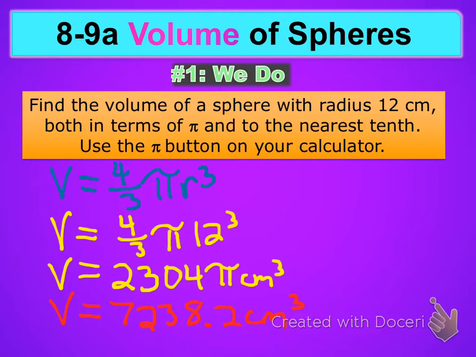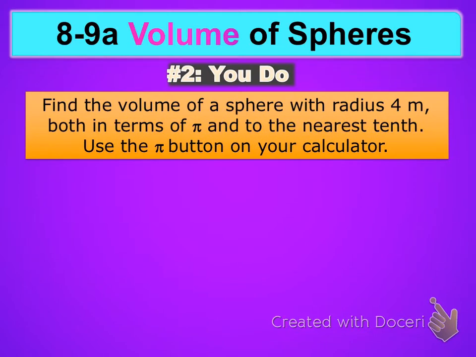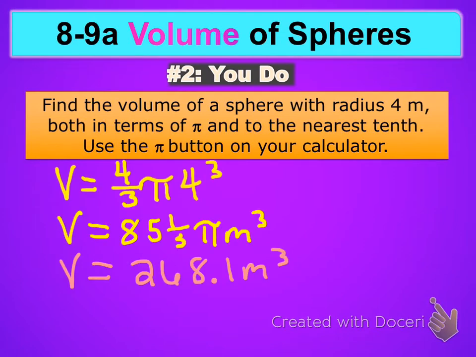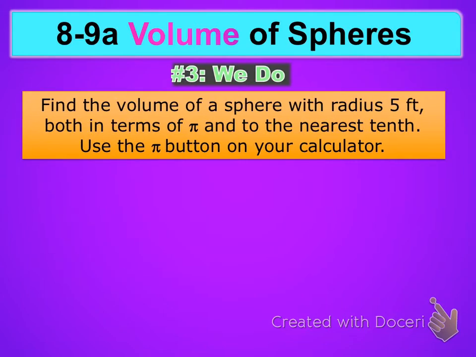So why don't you pause the video and try number 2 on your own. If you did your math correctly, you should have gotten 85 1/3 pi meters cubed, which is actually 268.1 meters cubed. So let's look at number 3.